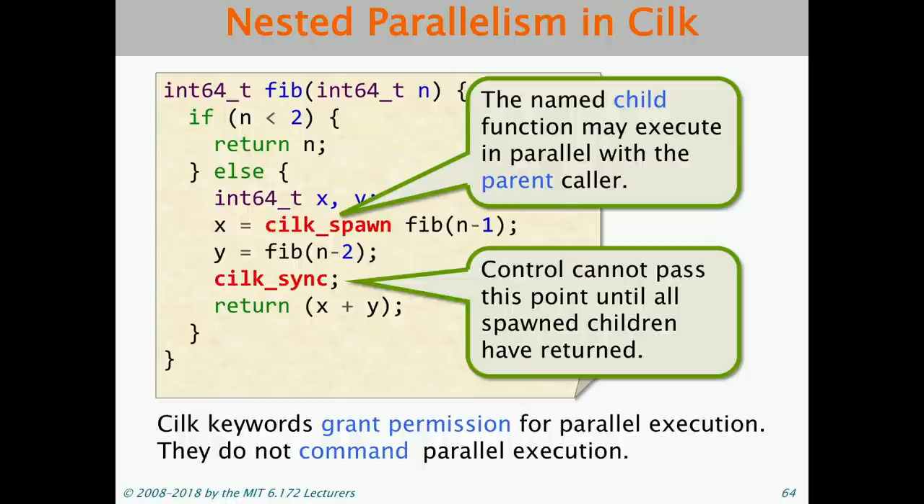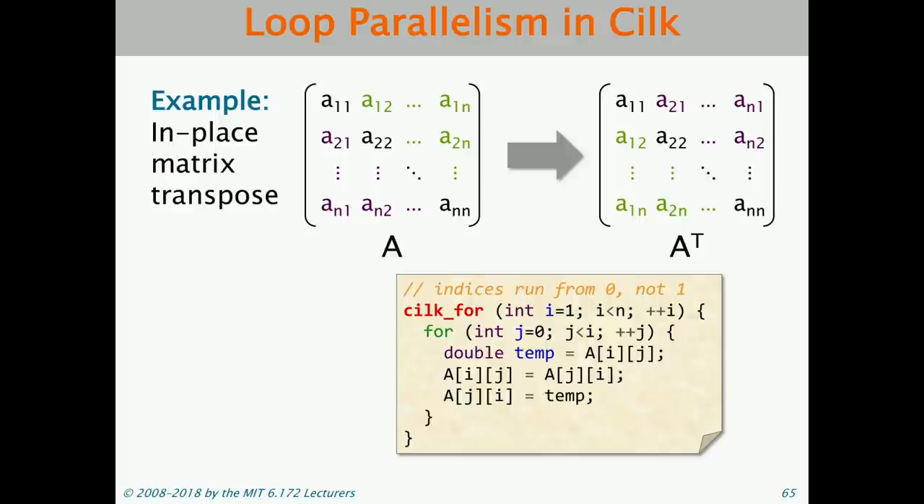So let's look at another example of Cilk: loop parallelism. Here we want to do a matrix transpose, and we want to do this in place. The idea is that we want to swap the elements below the diagonal with their mirror image above the diagonal. Here's some code to do this. We have a cilk_for, which is basically a parallel for loop. It goes from i equals 1 to n minus 1, and then the inner for loop goes from j equals 0 up to i minus 1. Then we just swap A[i][j] with A[j][i] using these three statements inside the body of the for loop.